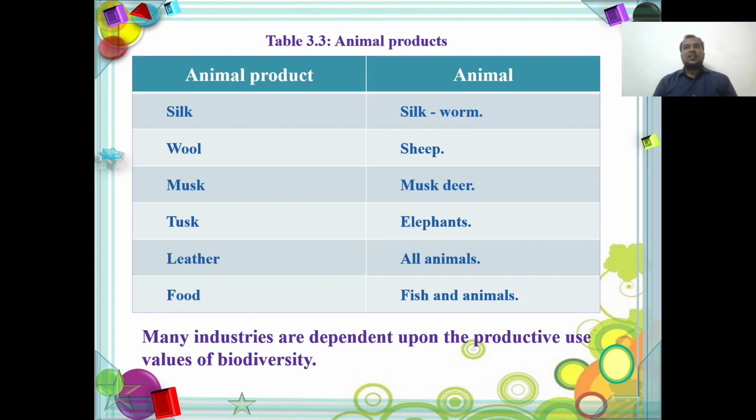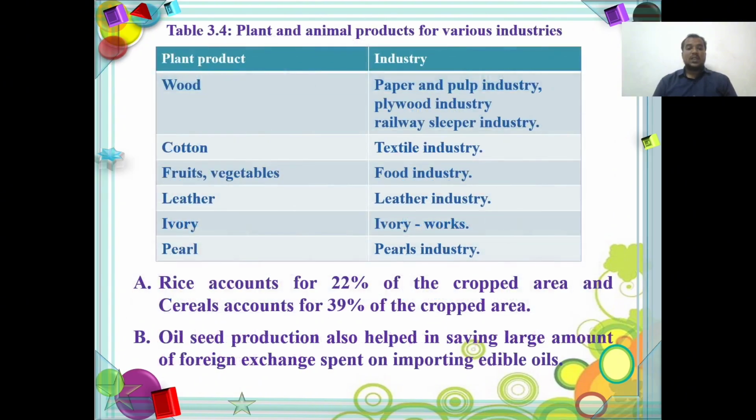In China, most of the wearing belts are derived from snakes. That kind of animal product is derived from animals. Then plant and animal products are used for various industries. Wood is used in the paper and pulp industry, plywood industry, and railway sleeper industry. Cotton is used by the textile industry. These plant products are used by various industries and in various ways by human beings.